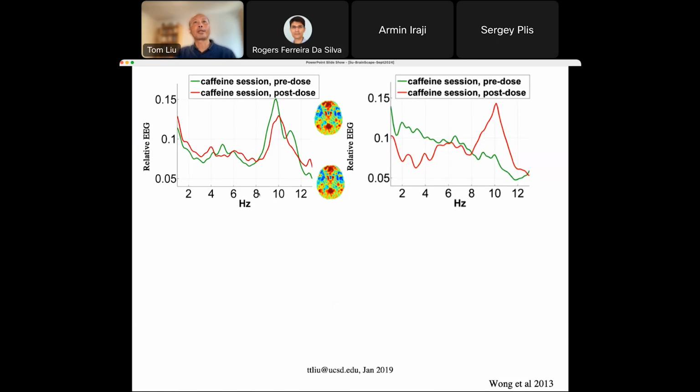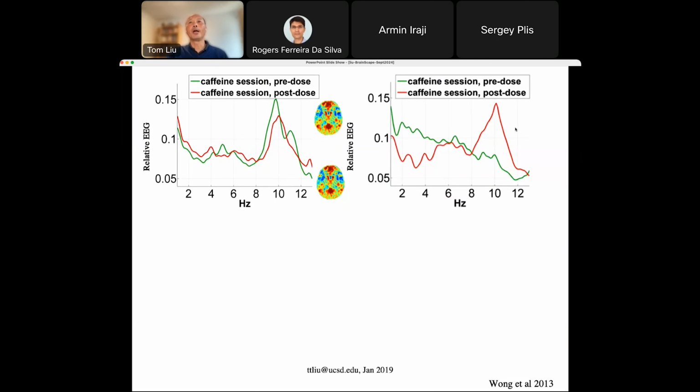Okay, so let's take a look at some of the data. The interesting thing about this data, which took us quite a while to parse out, was that not all subjects had the same effect. For example, in this subject here, if you look at their EEG spectra, they're quite similar pre and post dose. And if you look at their resting state maps, they're also quite similar. So in this case, the global signal will be quite similar between these two states.